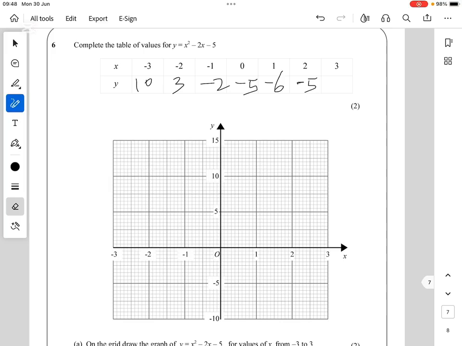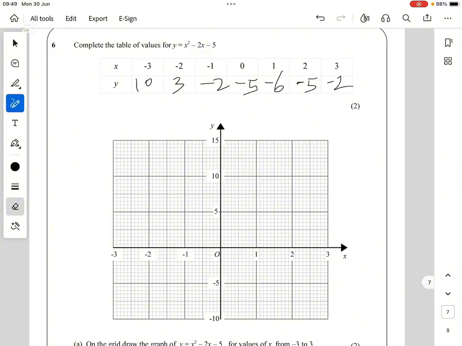Alright? When x is 3, y is going to be 3 squared minus 2 times 3 minus 5. Now 3 squared is 9. Minus 2 times 3 is minus 6, minus 5. Alright? 9 minus 6 is 4? Sorry, 9 minus 6 is 3. Then 3 minus 5 is minus 2. So this is going to give us minus 2. And with this, our table is completed.